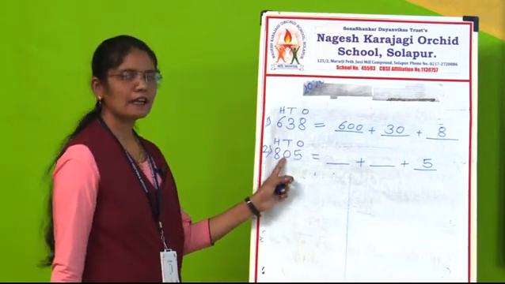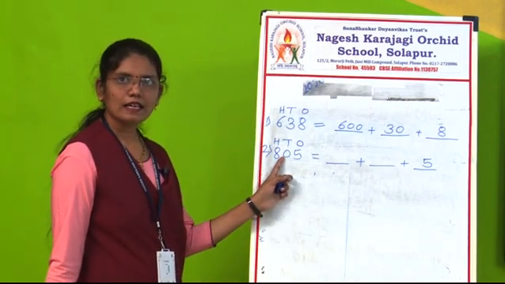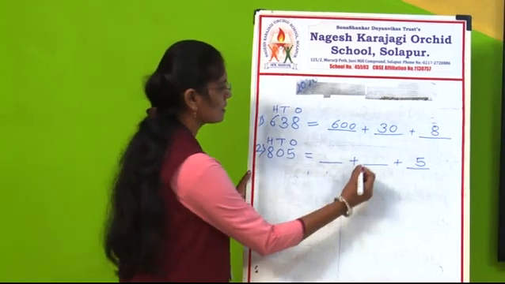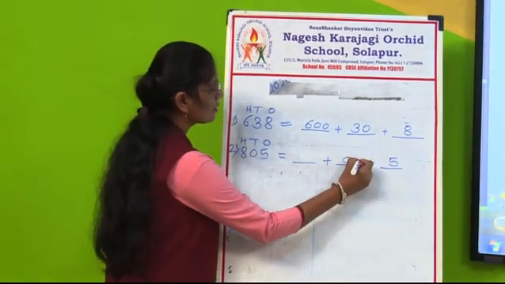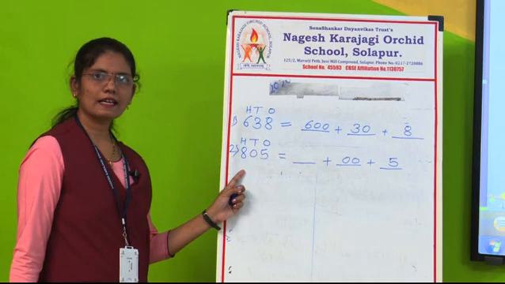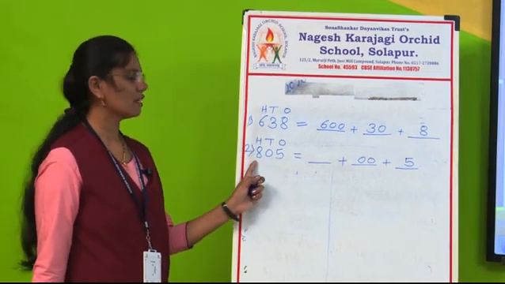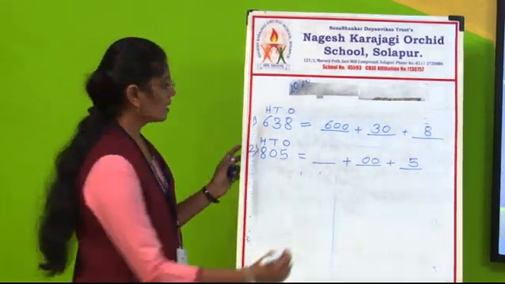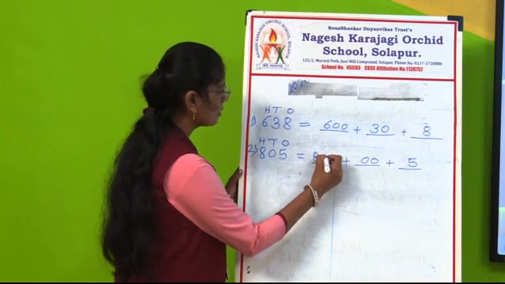How many tens are there? There is nothing there. There is 0, means 0 tens are there. So we will write 0. And how many hundreds are there? 8 hundreds are there. At the hundreds place 8 is there. So we will write here 800.